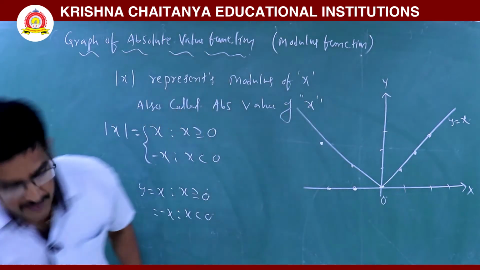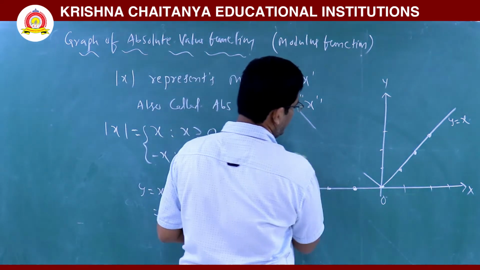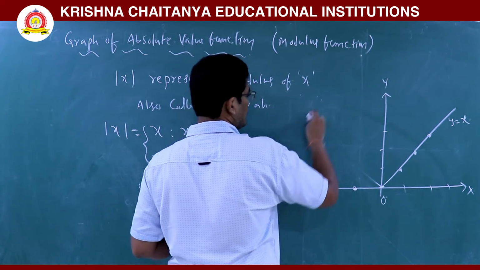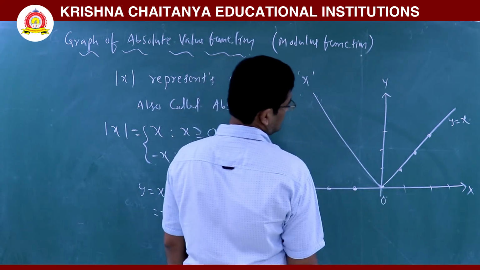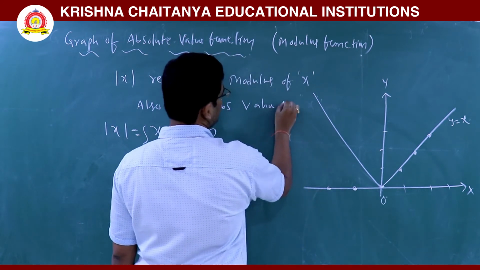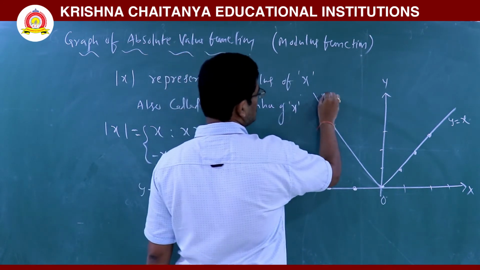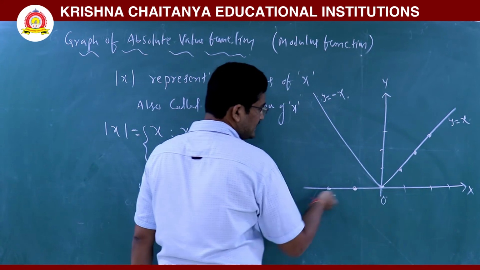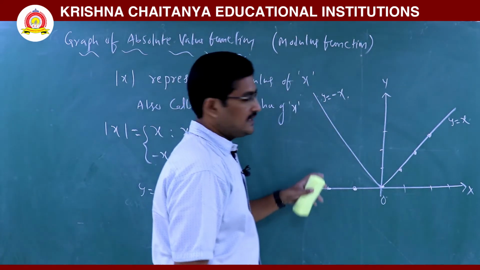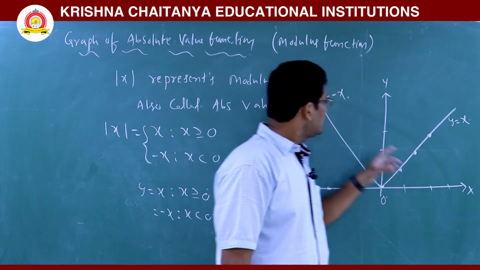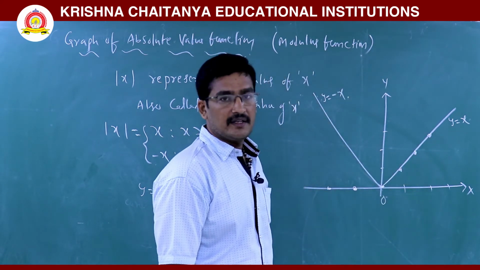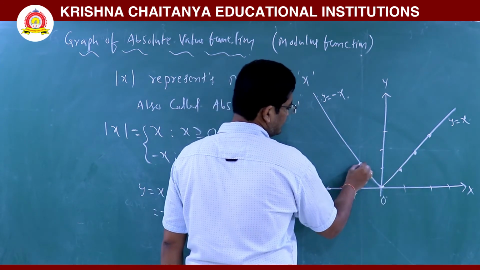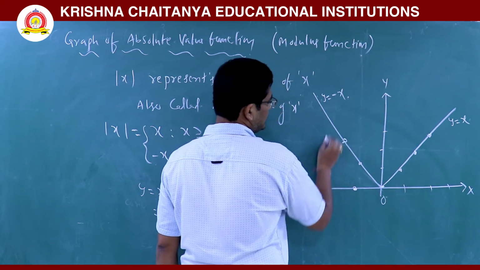Okay, so this is the graph. This is y equals minus x. So if x is greater than 0, then we have to take the y equals x line. If x is less than 0, then we have to take the y equals minus x line. Already I explained about the lines y equals x and y equals minus x at the starting. Okay, so this is 1, 1, 2, 2, 3, 3. This is minus 1, 1. This is minus 2, 2. This is minus 3, 3, like this.